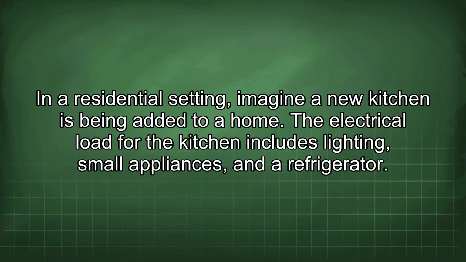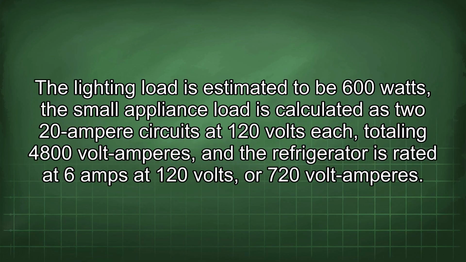In a residential setting, imagine a new kitchen is being added to a home. The electrical load for the kitchen includes lighting, small appliances, and a refrigerator. The lighting load is estimated to be 600 watts. The small appliance load is calculated as two 20-ampere circuits at 120 volts each, totaling 4,800 volt amperes, and the refrigerator is rated at 6 amps at 120 volts, or 720 volt amperes.